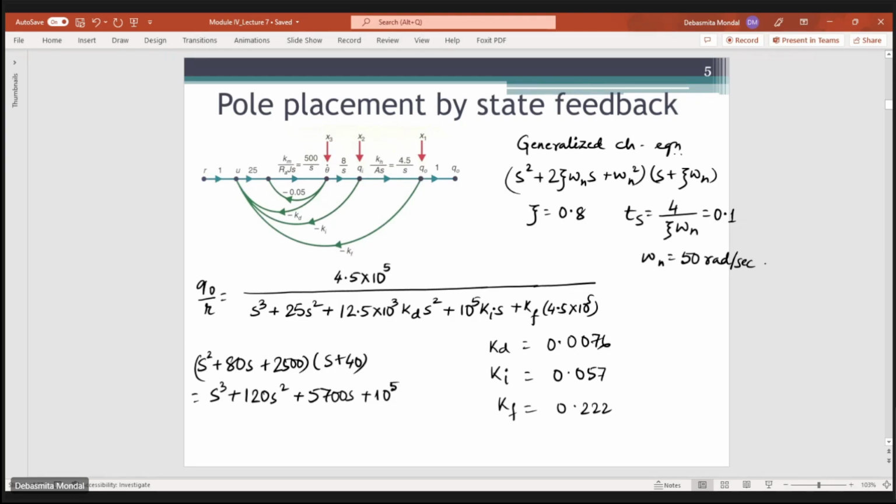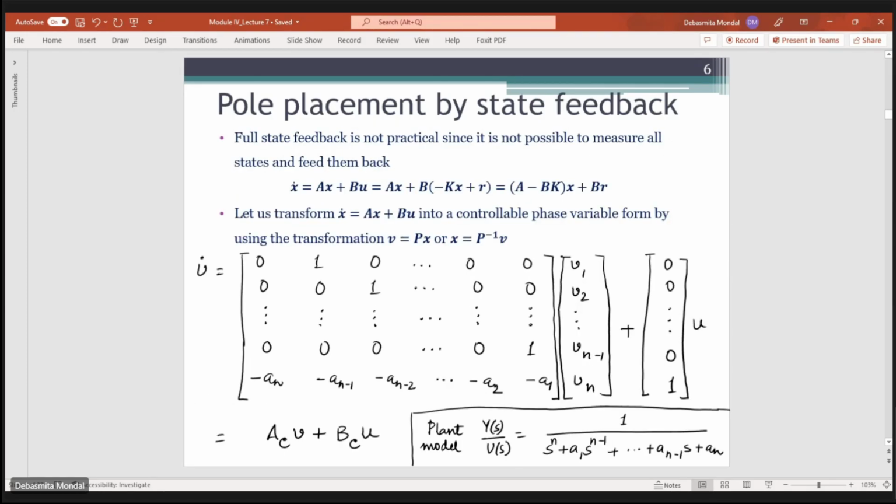But in a practical scenario, it is not always possible to measure all the states. If you cannot measure all the states, then feeding them back to the system is not practically realizable. So we need to modify the system a little bit, and we'll come to that in some time. Before that, as I have already said, full state feedback is not practical, since it is not possible to measure all the states and then feed them back.